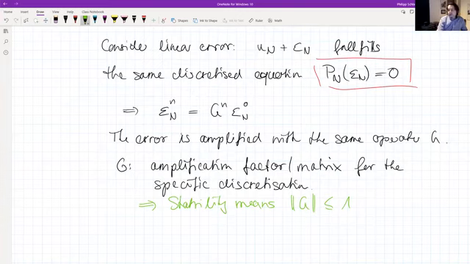So that's essentially the idea of stability. We need to, in some way, find out what this G operator is, how we go from one time step to the next, and then we need to see what the norm of that is and make sure that it's below 1, so that we don't have amplification. That's essentially what we would like to do.